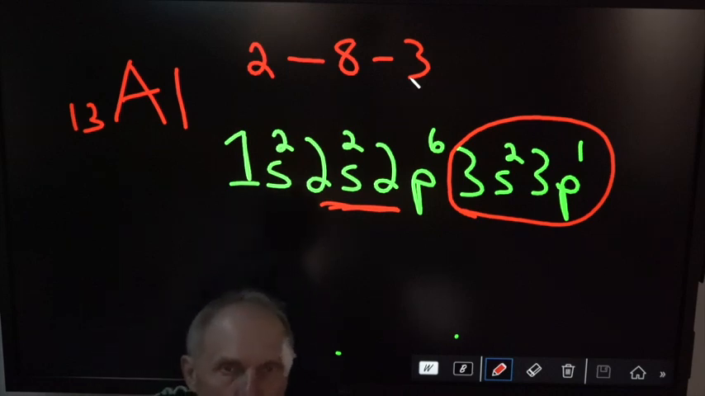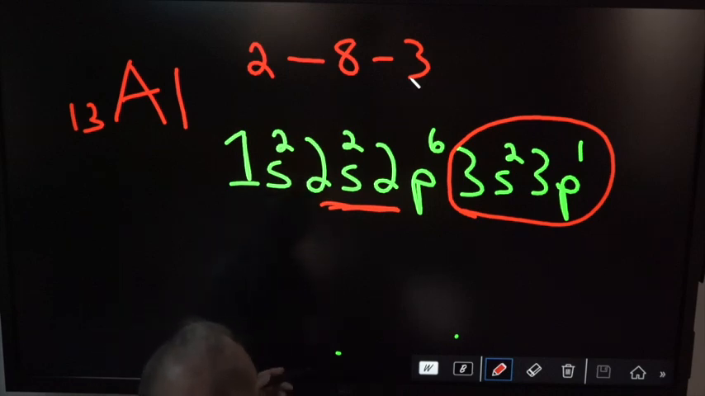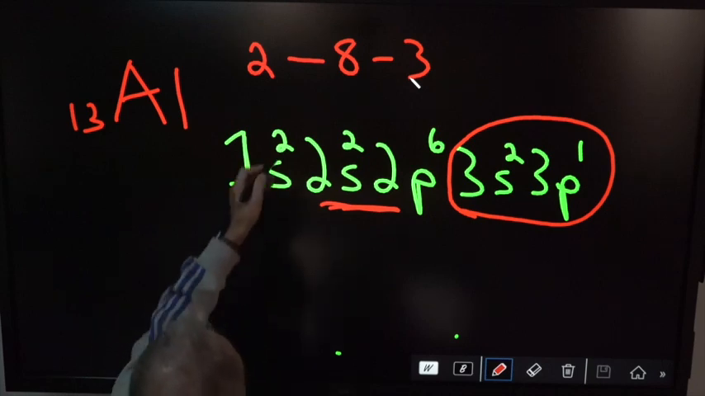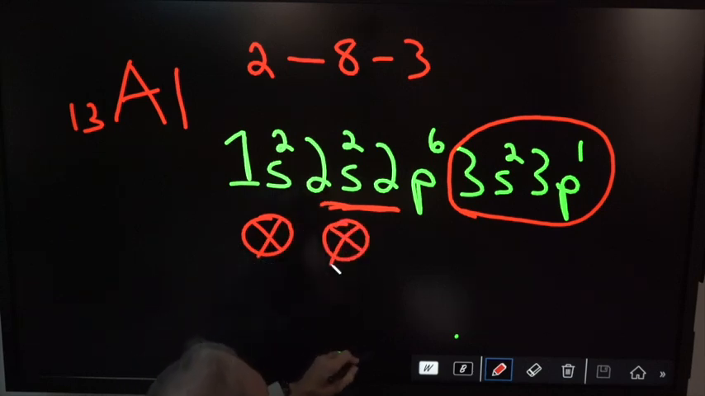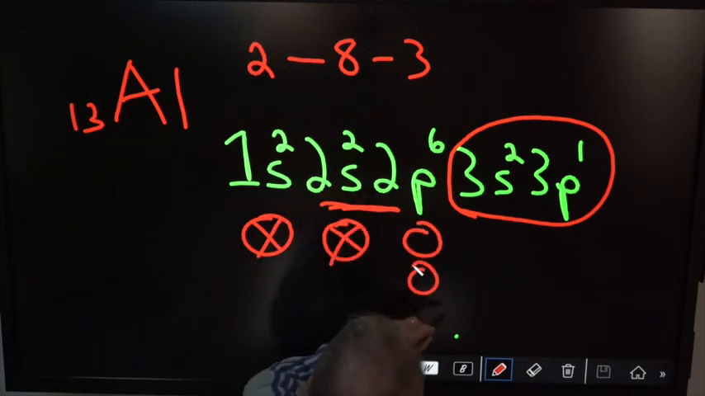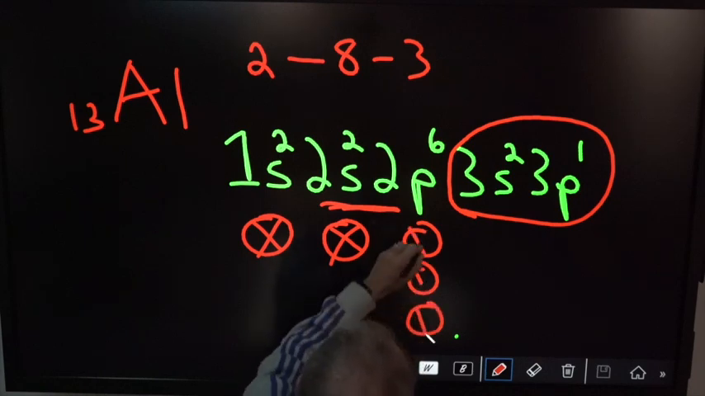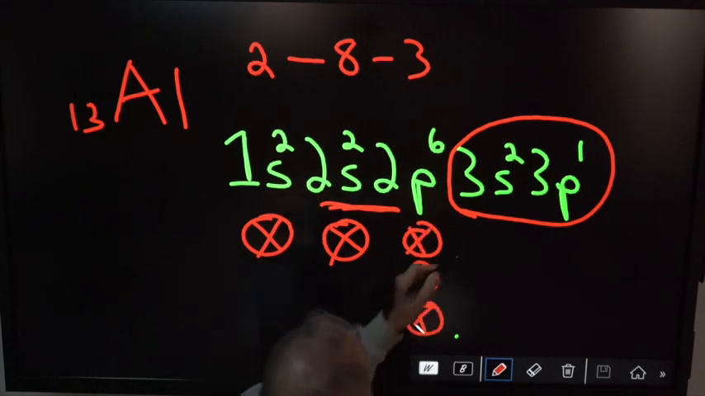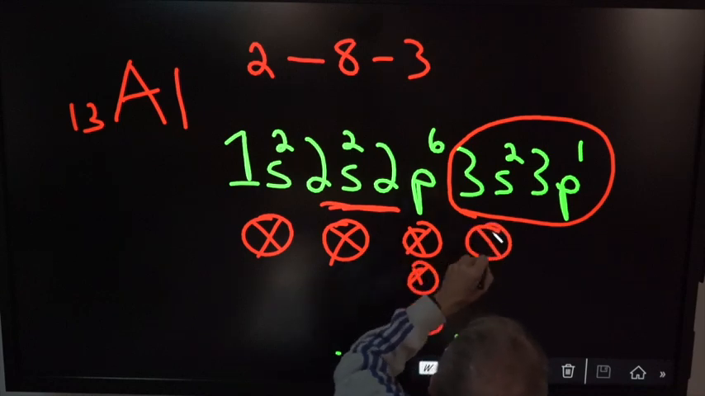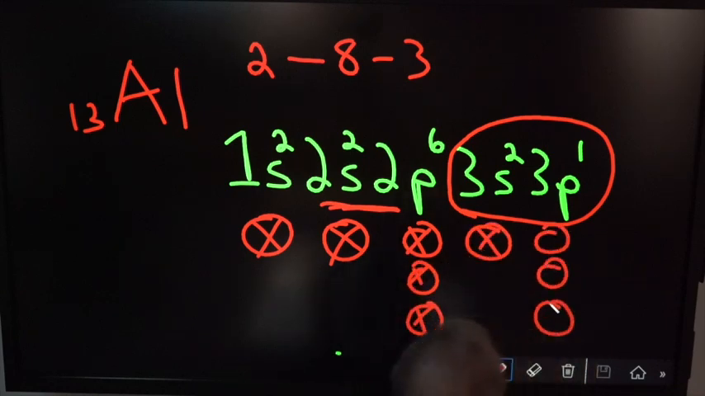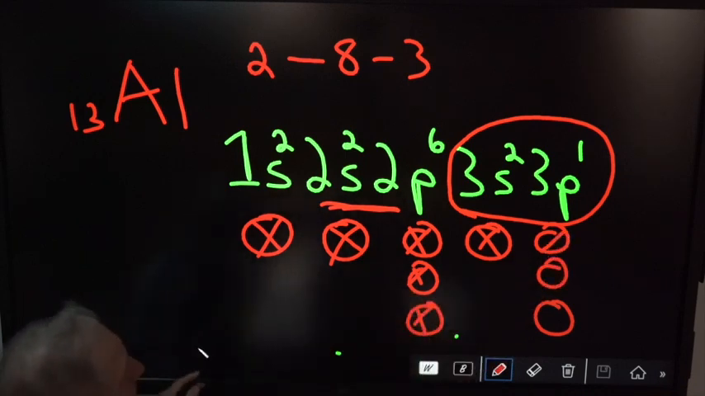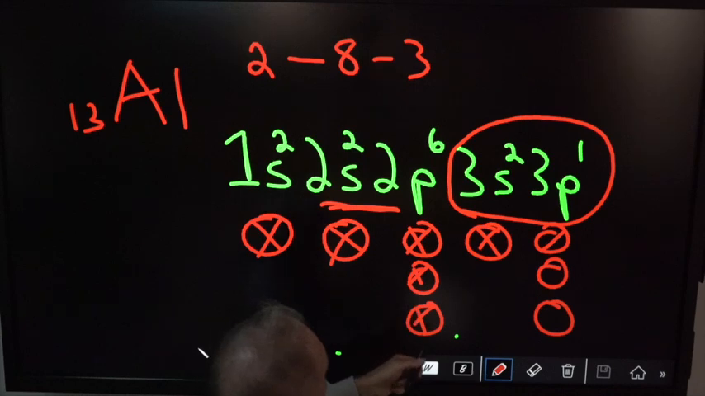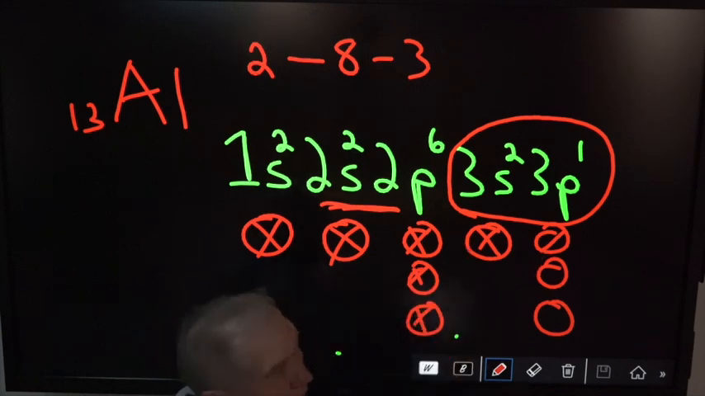Now let's see about orbitals. And this is a different way to do orbitals. I'm going to make them all circles. So S2, that's filled. S2, that's filled. P6, 1 in each before 2 in any. All right, that's filled. S2, filled. 3 orbitals, and I only have 1 in the P. So how many filled orbitals? 1, 2, 3, 4, 5, 6 filled orbitals and 1 half filled orbital.